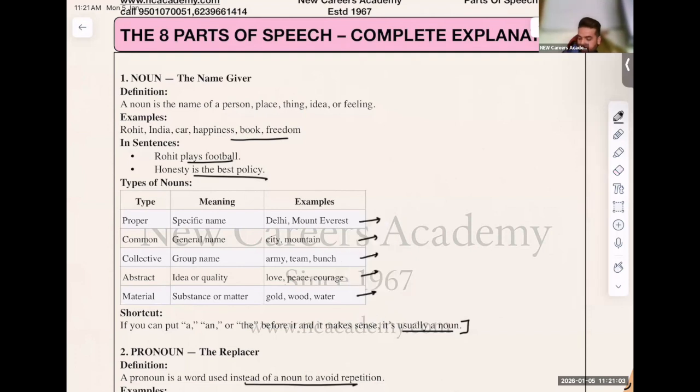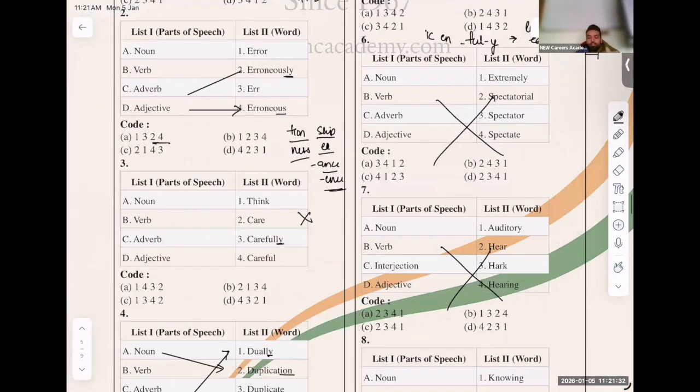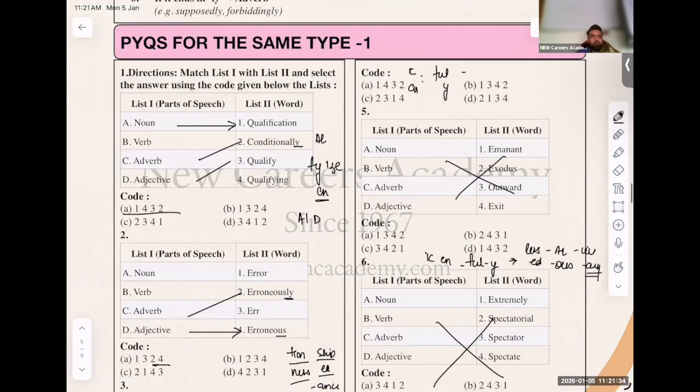Now, there are two sets of questions that we have in parts of speech. First is the one that we are doing right now, that is the parts of speech in this case. So I'll explain to you. There are 8 parts of speech that we have. First is noun. We have different types of nouns, which will be covered further. The first set of questions is something like this. Is it clear?